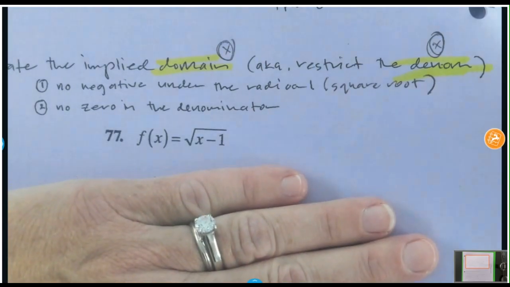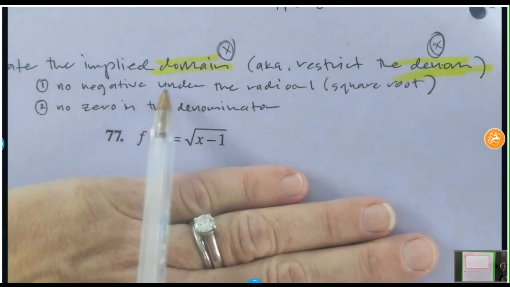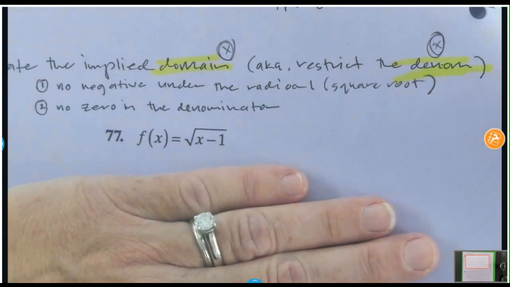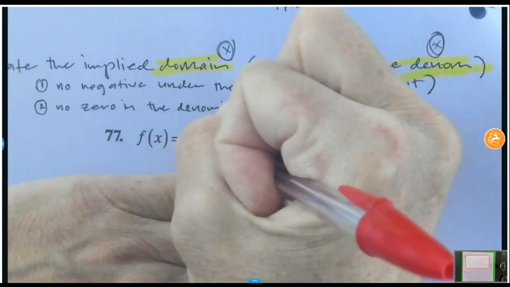So that does not apply. No, the other restriction says that you can't have a negative under the radical. Well, do we have a radical? Yes, we do. So it's the stuff under the radical that we're looking at. It's going to be x minus 1.